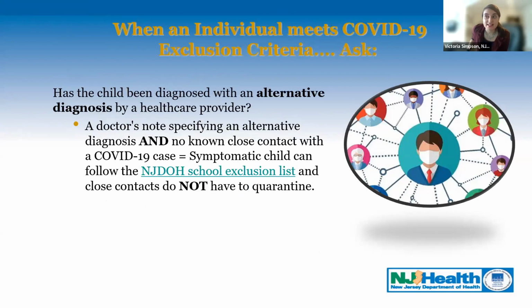Additionally, we also want to ask, has the child been diagnosed with an alternative diagnosis by a healthcare provider? So if the individual that meets COVID-19 exclusion criteria never tests for COVID and has not had close contact with a COVID-19 case in the last 5 days prior to their symptom onset, and they go to be evaluated by a healthcare provider and they receive an alternative diagnosis like the flu, then their close contacts do not need to quarantine, and the symptomatic child can follow the New Jersey Department of Health non-COVID school exclusion list as far as when that symptomatic child can return to the child care center.